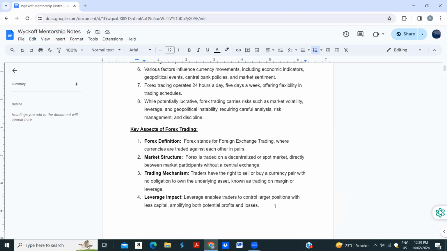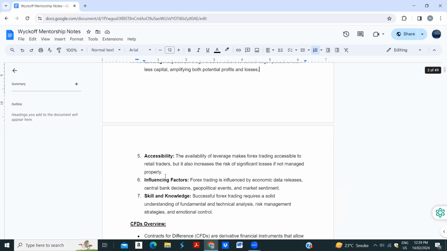The profits and the gains when employing leverage are huge. But if you do not have a proper, robust risk management technique, you are going to sustain a lot of losses. Remember that.